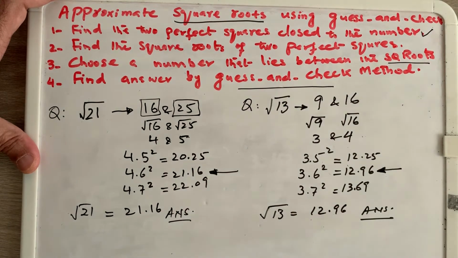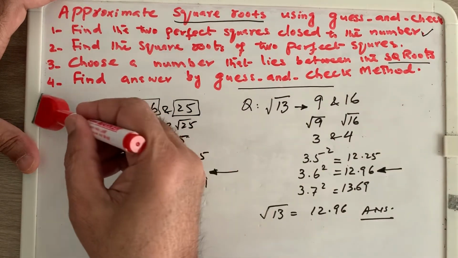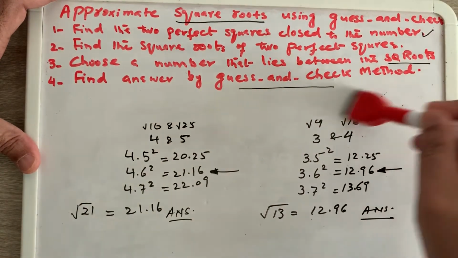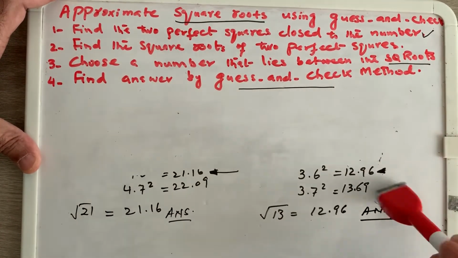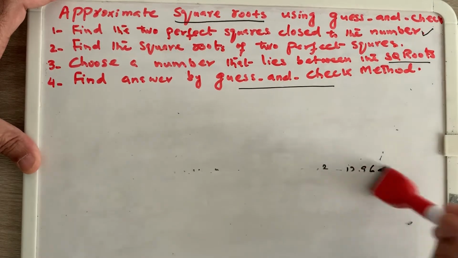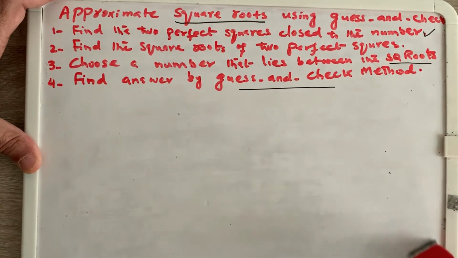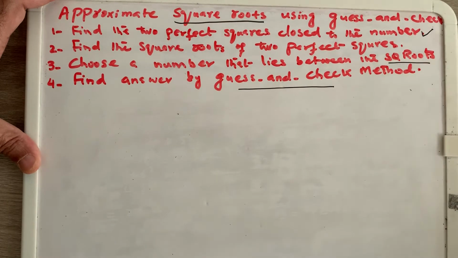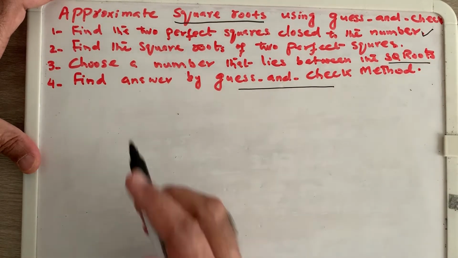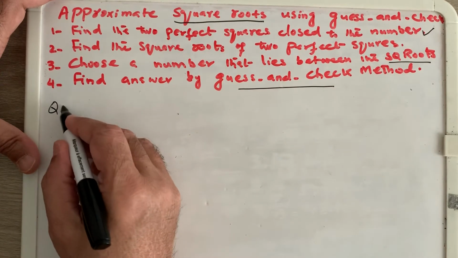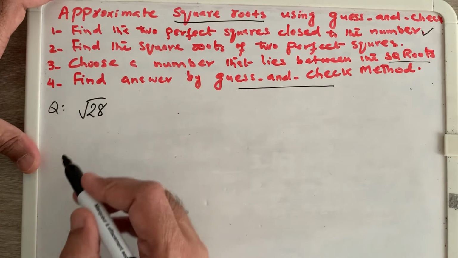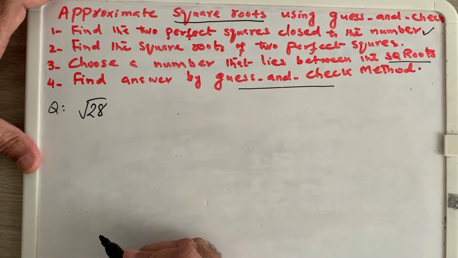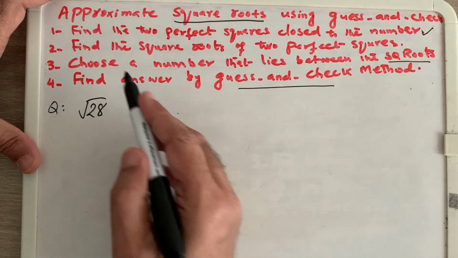Let's take another example. Let us make some space. So I will revise these steps in the next example as well, so that you have a clear idea of what is the approximate square root of any number. If it is written, okay, approximate root of under root 28, that will be lying between the first step.